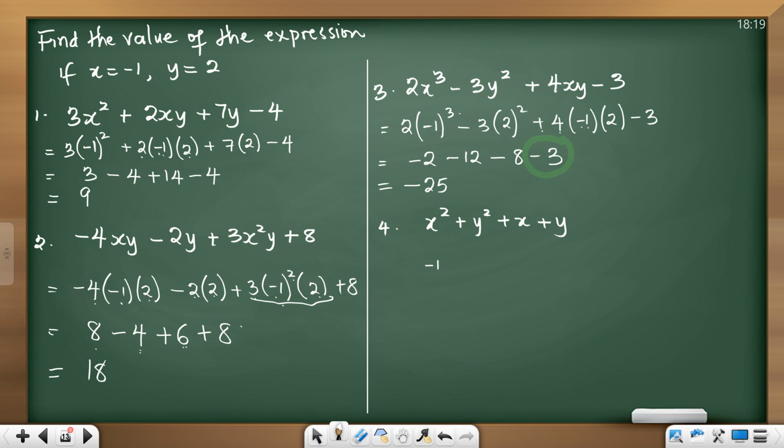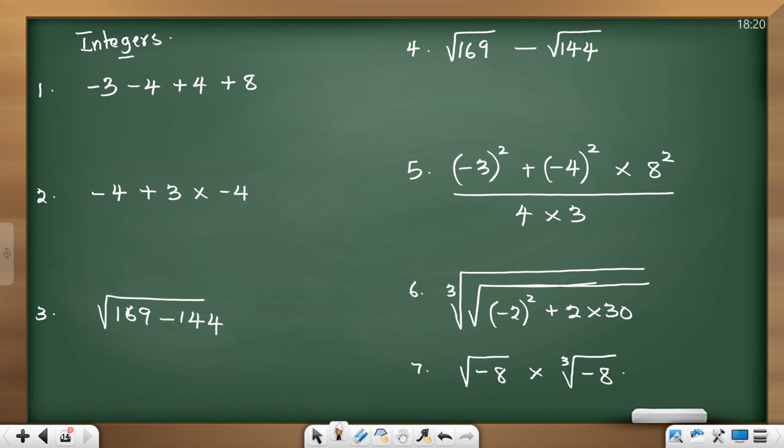Number 4, negative 1 squared plus 2 squared. x is negative 1 and y is 2. Okay, let's simplify. Negative in the bracket, even exponent: 1 plus 4 minus 1 plus 2. 1 plus 4 is 5. 5 minus 1 is 4. 4 plus 2, and your answer is 6.